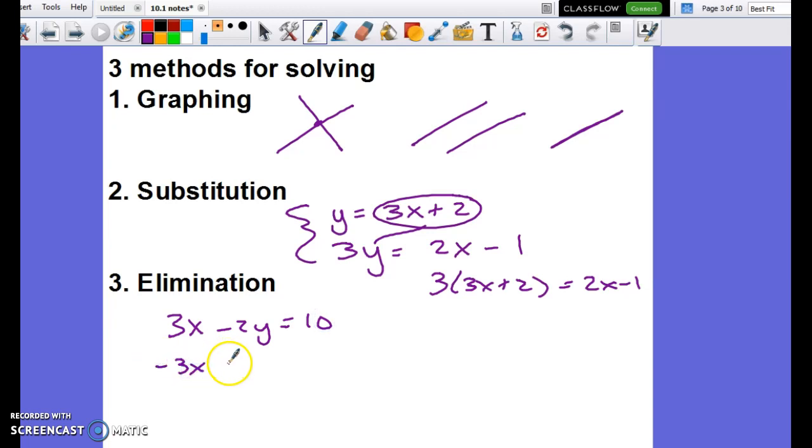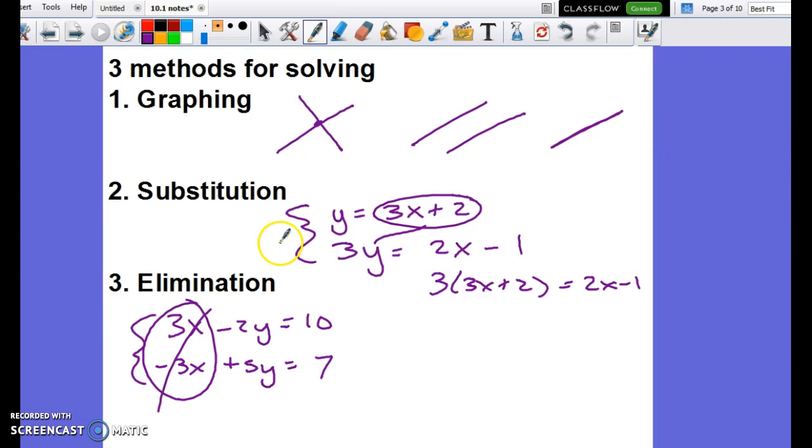And if you see or can easily make two of your pieces be inverses, right off the bat right here, these are inverses. When I add these two lines, these are going to cancel out. So elimination is nice for that.